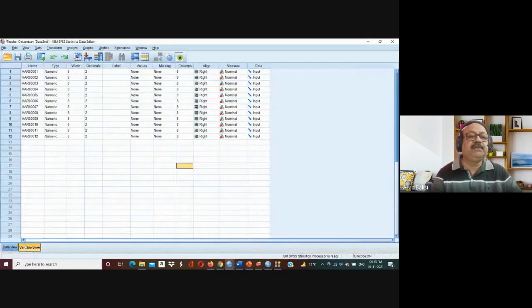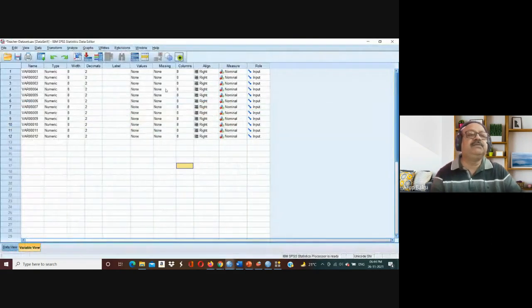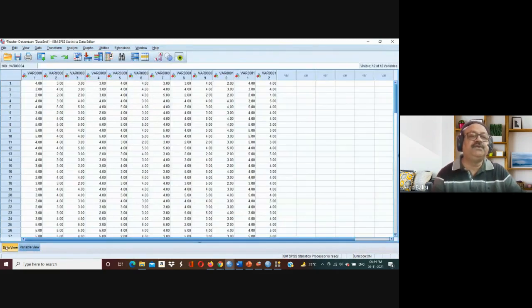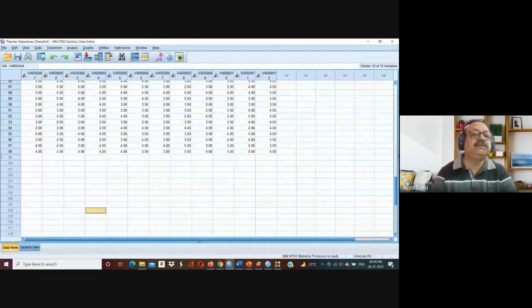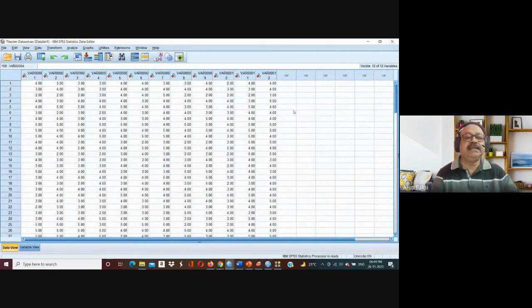If I go to the variable view, you will find there are 12 variables because over here we have already said that value consciousness is measured with 3 items, price consciousness with 3 items, sale proneness with 2 items, and PDI with 4 items. So there has to be 3 plus 3 plus 2 plus 4, 12 variables. So 12 variables are included in this particular data set. And if we go to the data view, you will find they have collected 98 responses. Okay, so they have collected responses from 98 teachers.